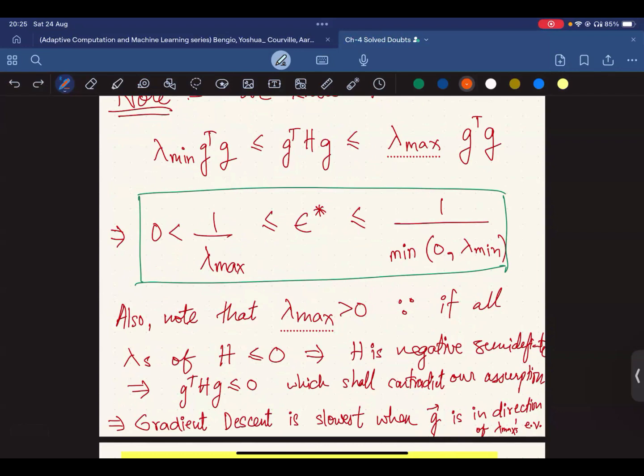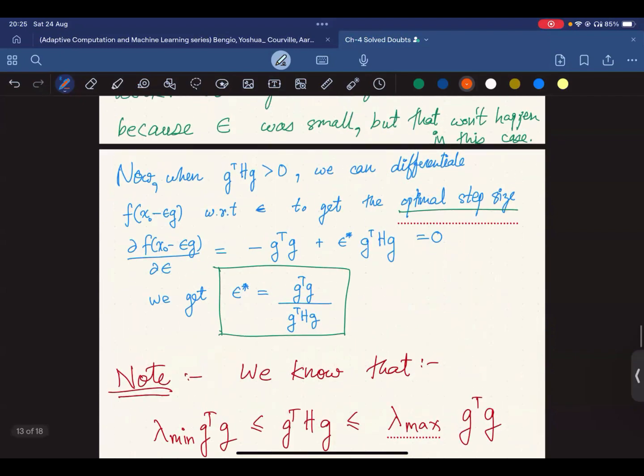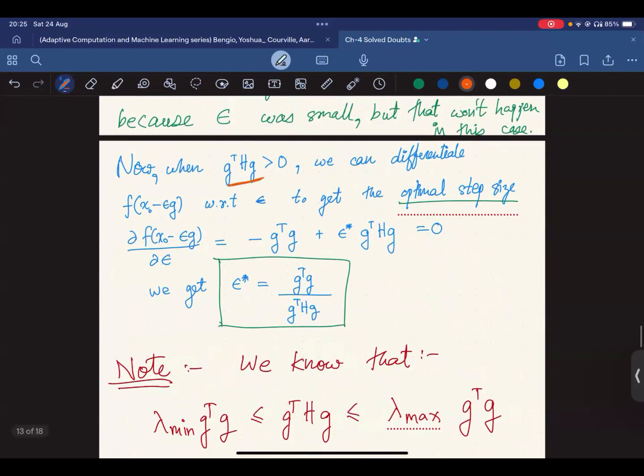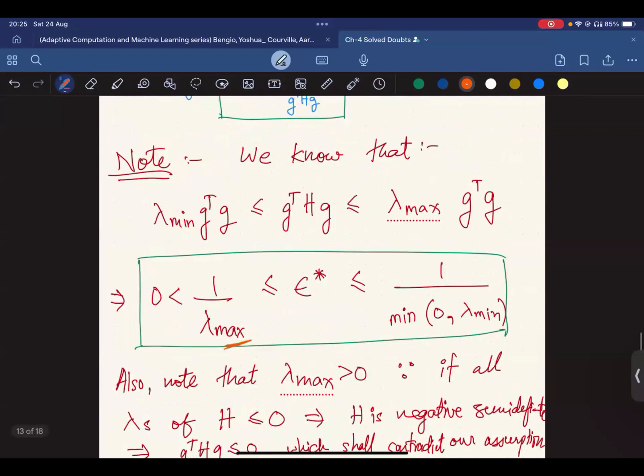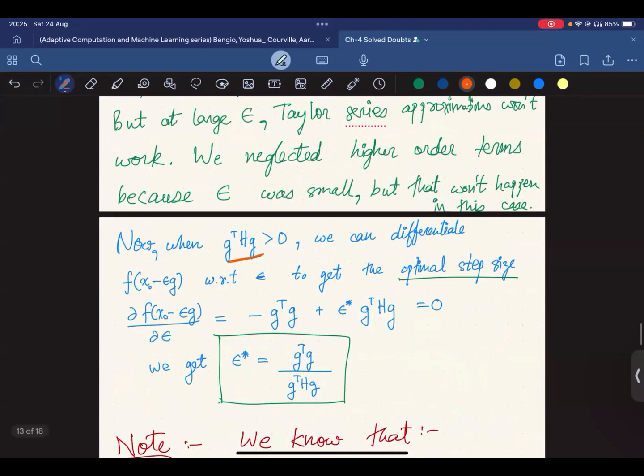And here we know that lambda max is greater than 0, only because this is greater than 0. Because if lambda max is also less than 0, that is negative, then that would mean that H is negative semi-definite, like all the eigenvalues are negative. And for negative semi-definite, this won't be true.